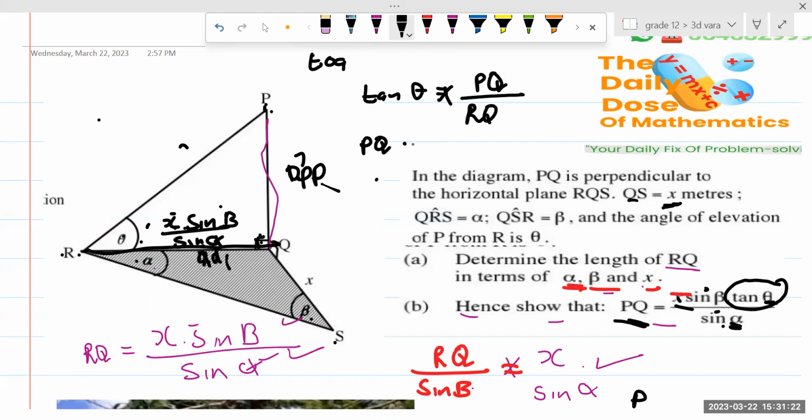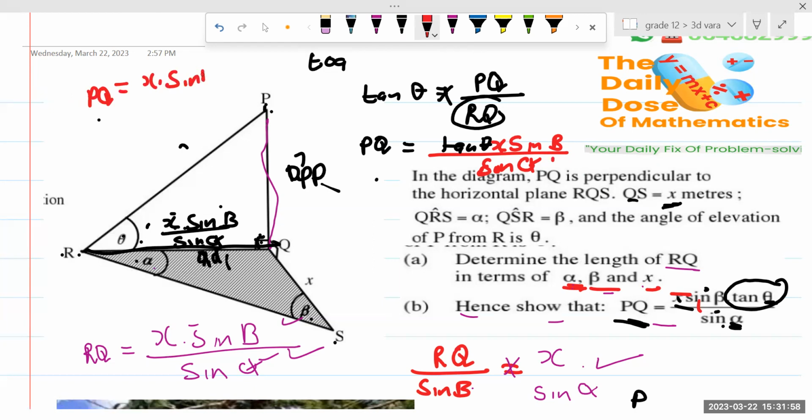Then I'm going to have PQ equal to the tan of theta multiplied by RQ. Now I know what this whole thing here is. Remember that it's x multiplied by the sine of beta all over the sine of alpha. This and this are exactly identical, and it doesn't matter whether you start with tan or not, but let's put it the way they want it. We're going to tell them that PQ is given as x multiplied by the sine of beta multiplied by the tan of theta all over the sine of alpha.